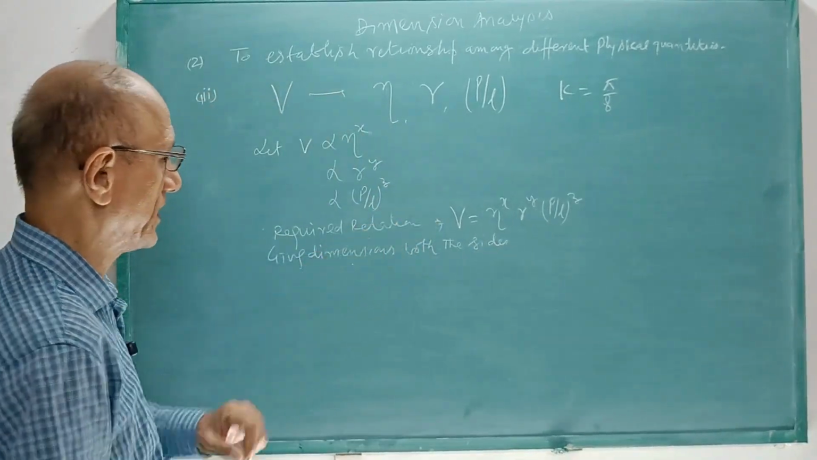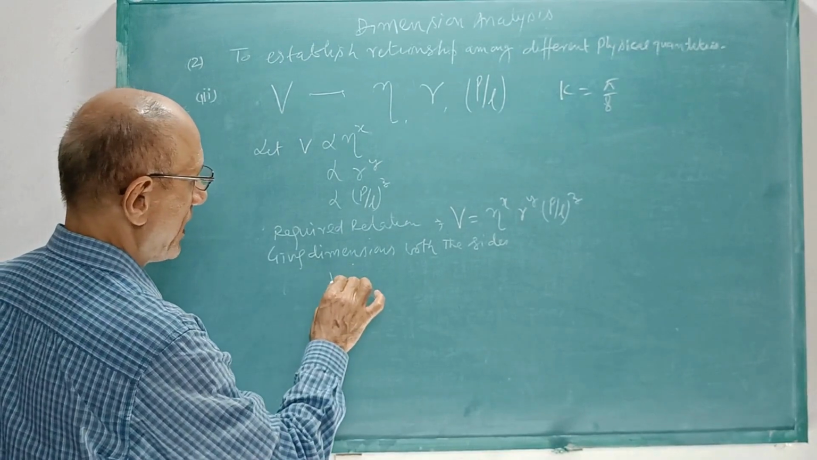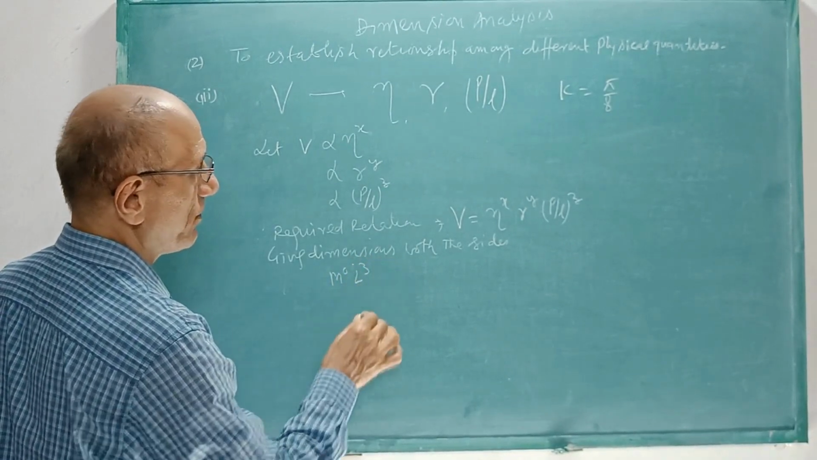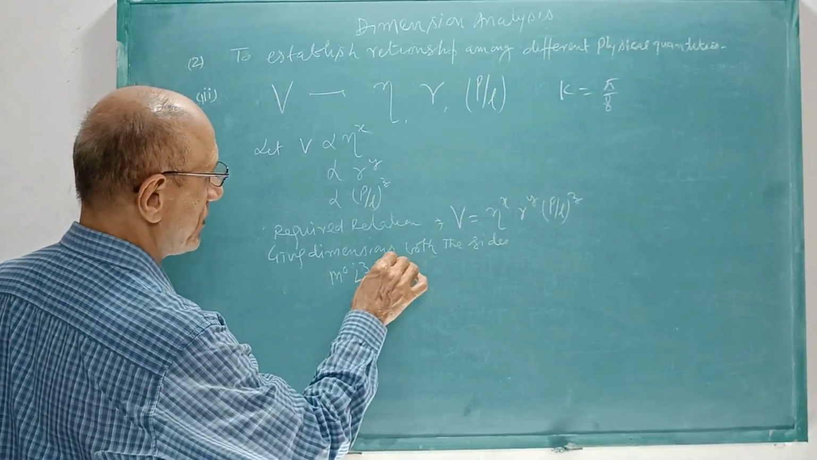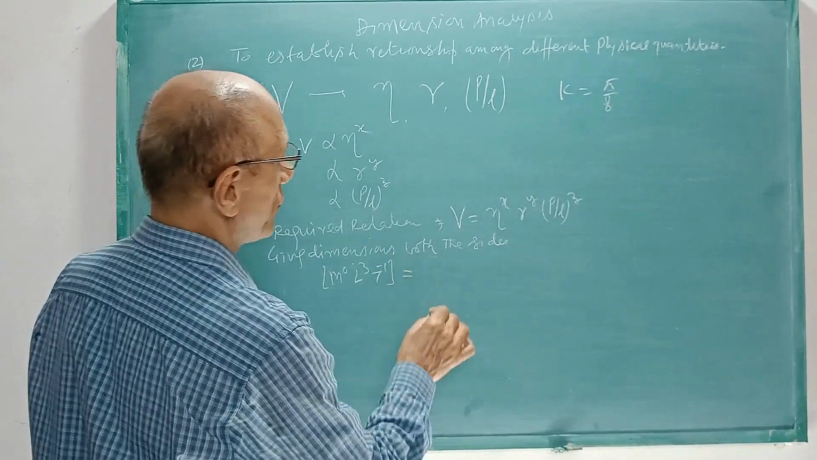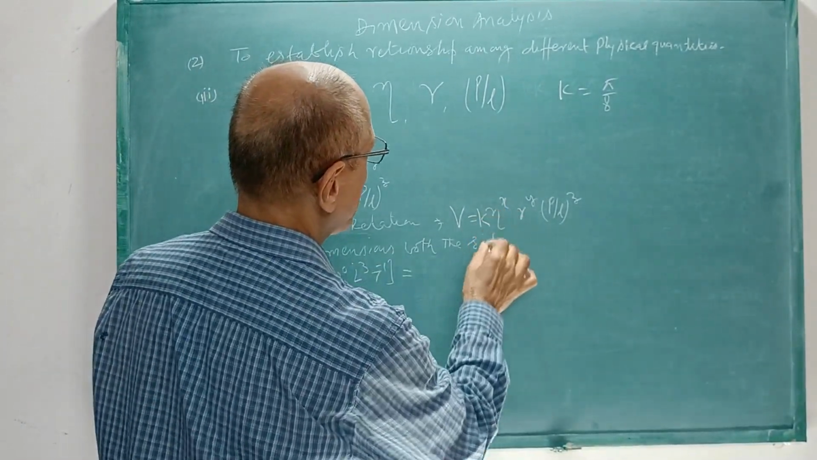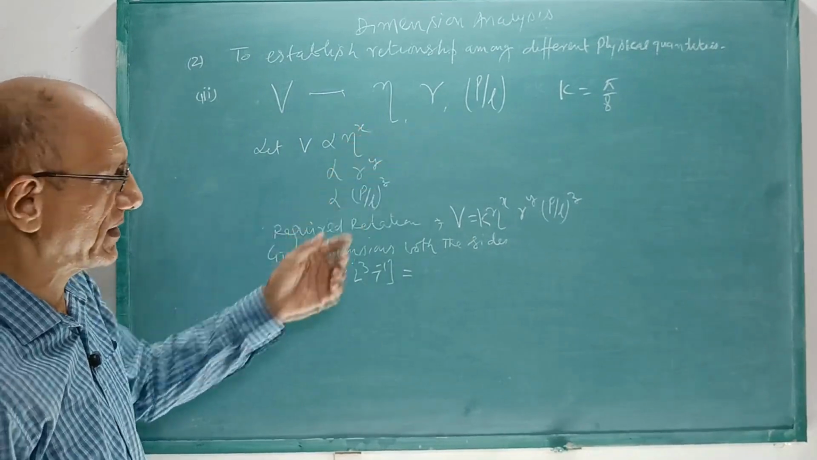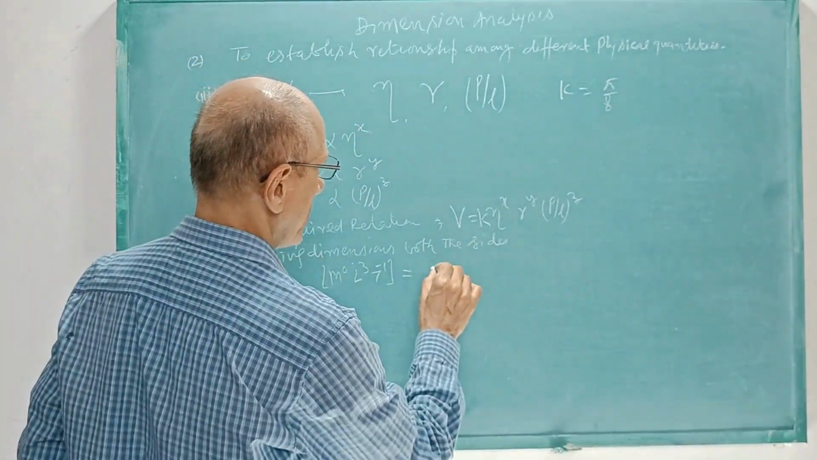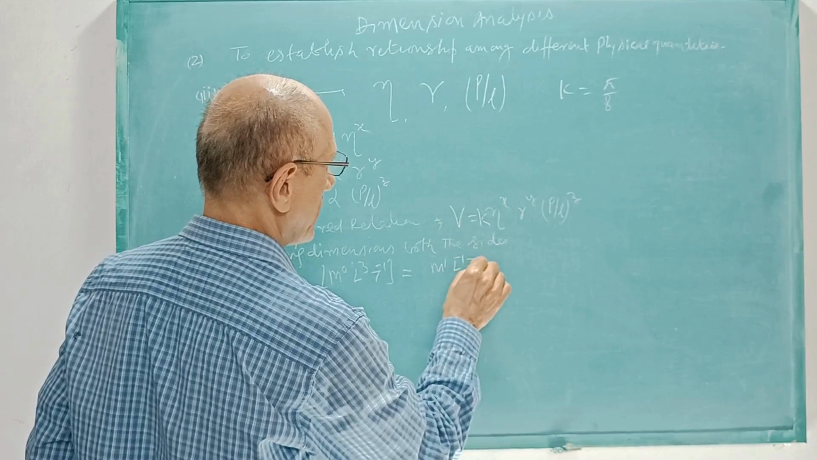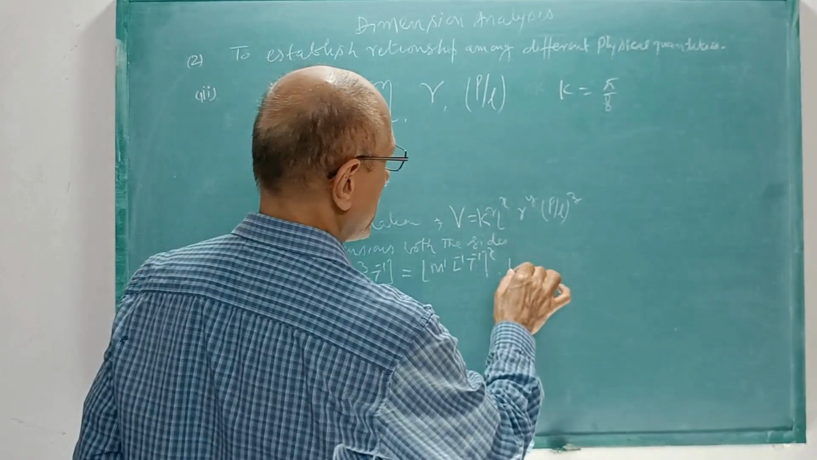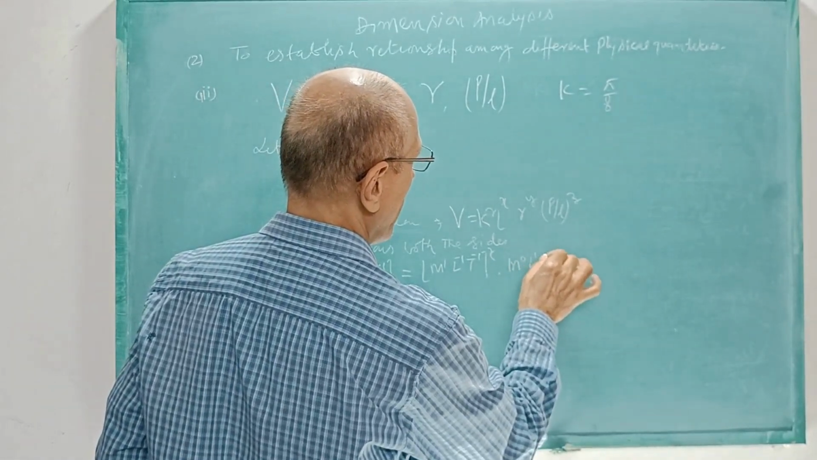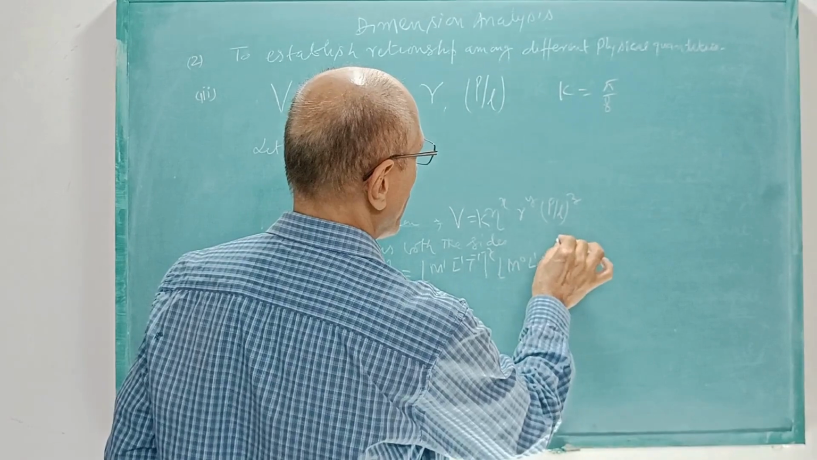This is volume per second. So the dimension of volume is M^0 L^3 T^0, but per second, so it is T^-1. The proportionality constant k is dimensionless. Again, the viscosity coefficient is M^1 L^-1 T^-1, raised to power x. Then radius is M^0 L^1 T^0, raised to power y.